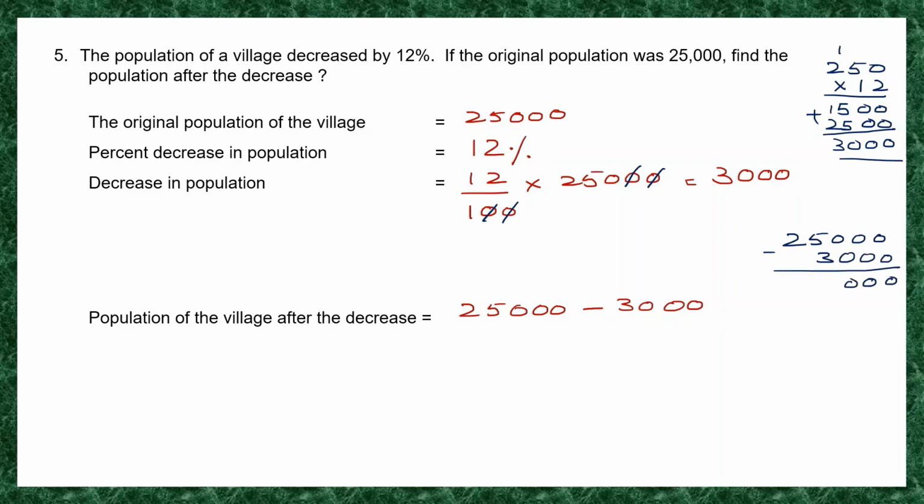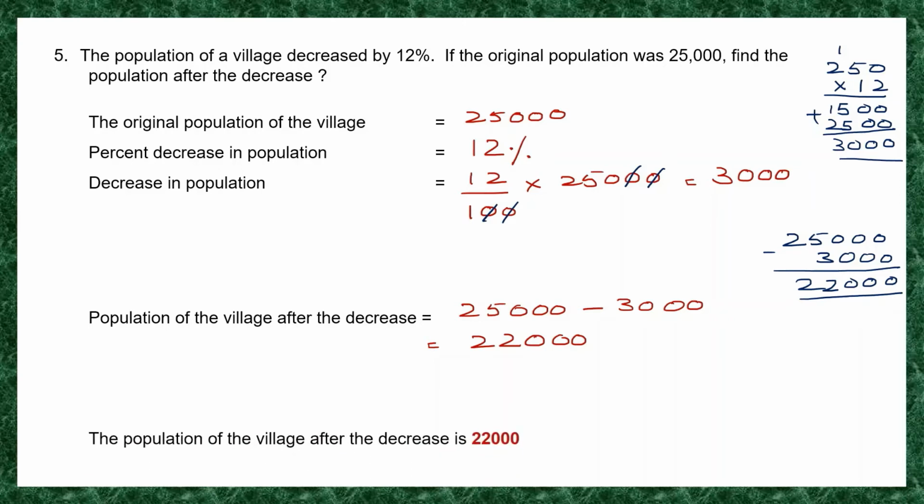5 minus 3 is 2, and 2 here. So the population of the village after the decrease is now 22,000. Initially it was 25,000, then it decreased by 12%. So when we subtracted that 12% from the initial number, we got 22,000. So the population of the village after the decrease is 22,000.